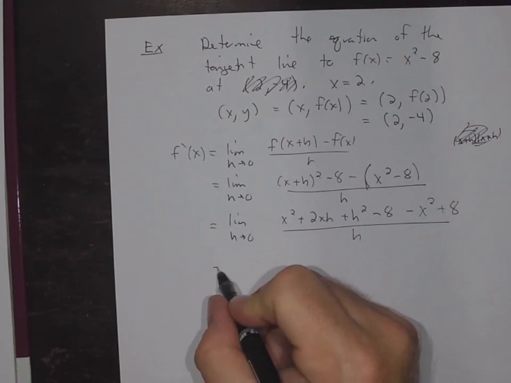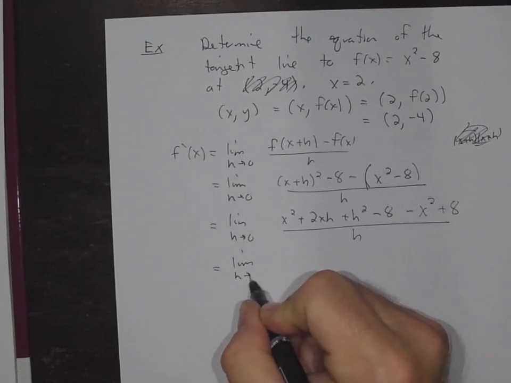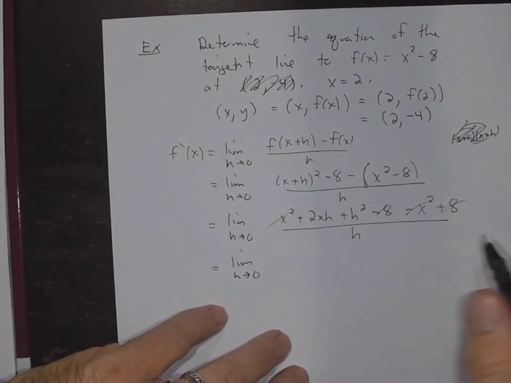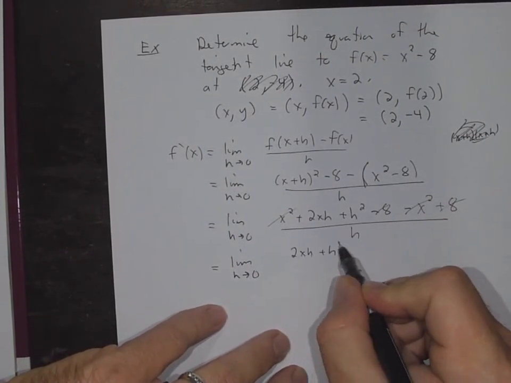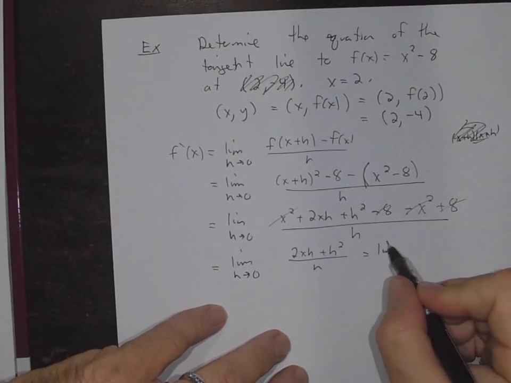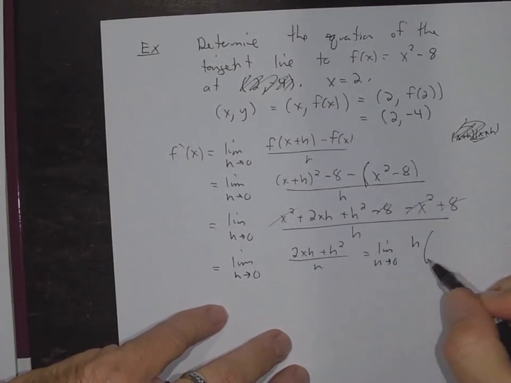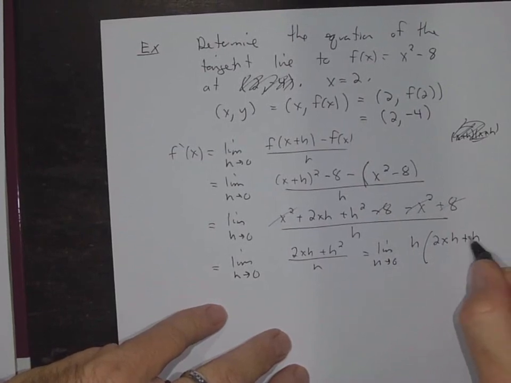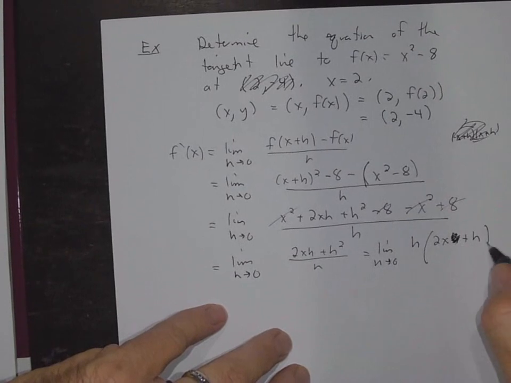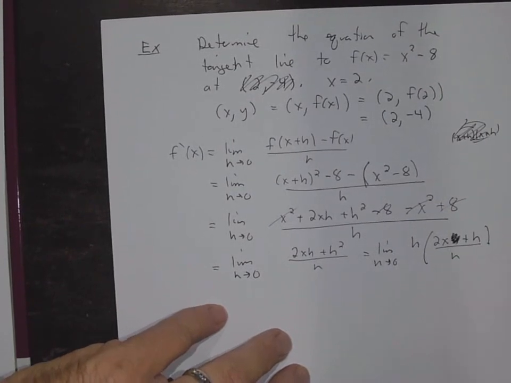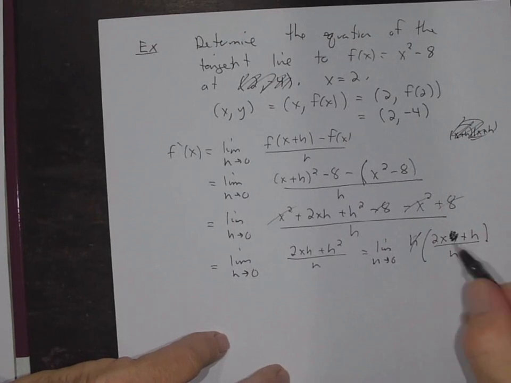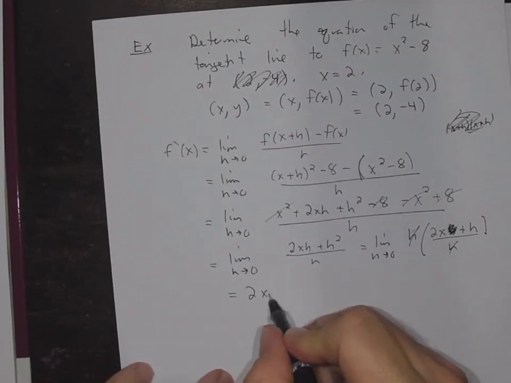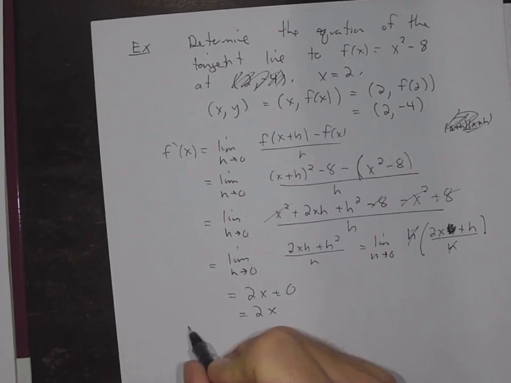And then a bunch of stuff is going to cancel, and eventually h is going to cancel, and that's going to make our day, so we can find the derivative. So h goes to 0. Well, the x squareds cancel, the 8's cancel. So I'm going to have 2xh plus h squared all over h. And what's nice is each one of these has an h, so I can factor out that h, and I get h times 2x plus h all over h. So these h's are going to cancel, and now I can plug in h equals 0. So this is 2x plus 0, which is equal to 2x. So that's f prime of x.